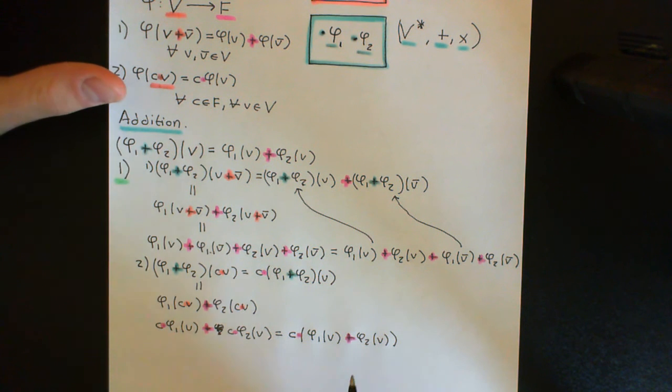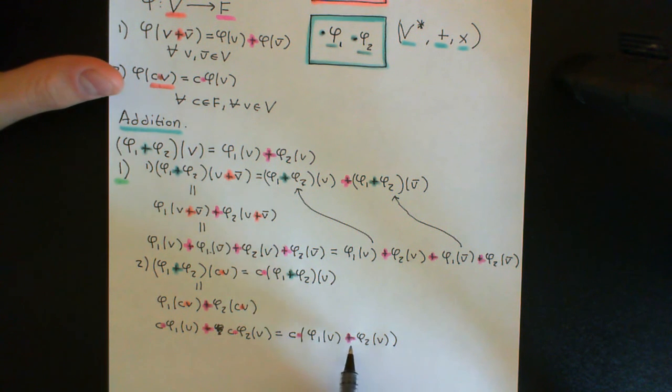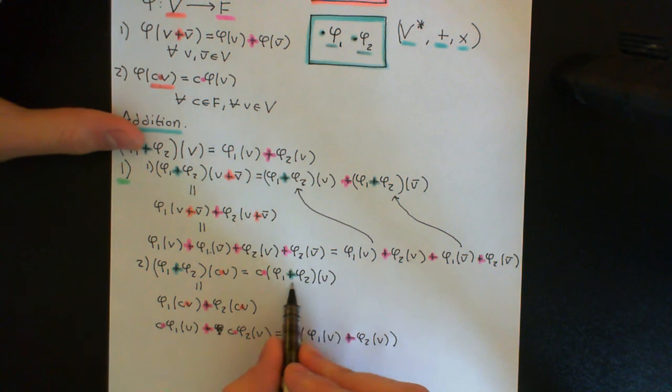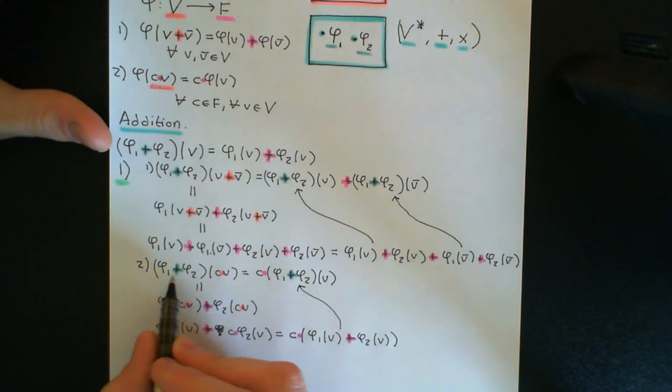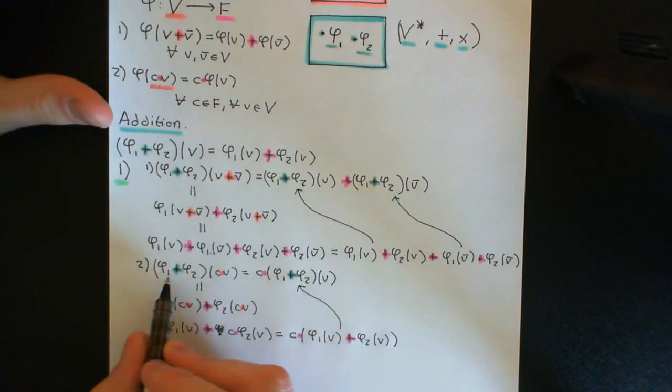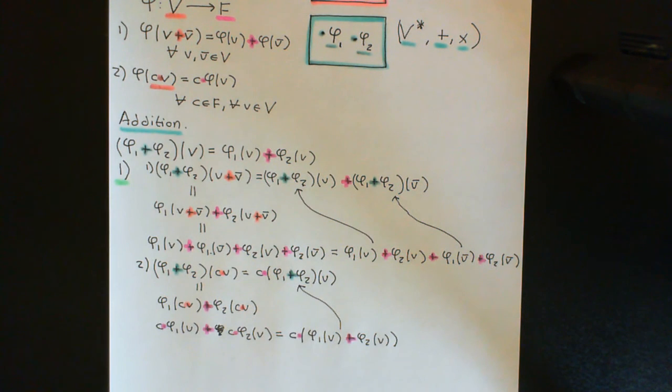Okay, now all we need to do is apply the definition in reverse again. So phi1 of v plus phi2 of v, that's the same just by definition as (phi1 plus phi2) of v, and then of course this just becomes this. So we've taken this side and turned it into this side, so we have proven that indeed criterion number 2 here does apply. So addition is closed.